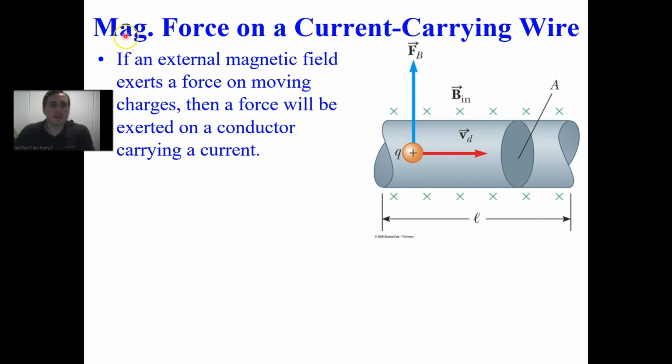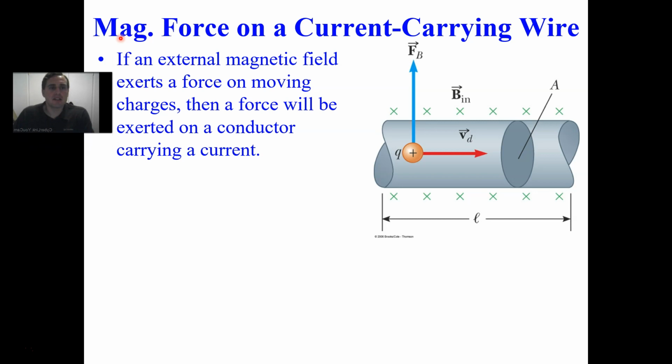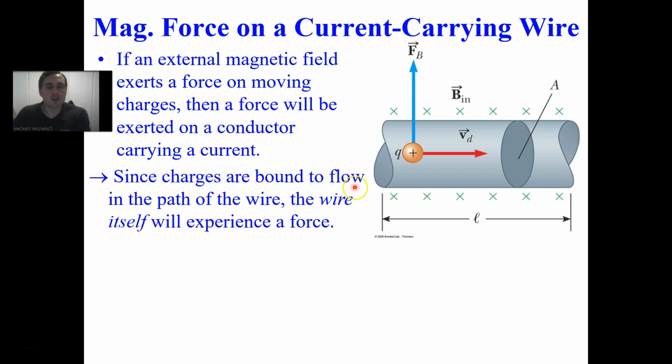So let's start off with the simplest example we could think of. That is the magnetic force on a current carrying wire. So we know that if moving charges produce a magnetic field, and we also know if a charge moving through a magnetic field experiences a magnetic force, then charge moving in a wire should experience a magnetic force as well. So if an external magnetic field exerts a force on moving charges, then the force will be exerted on a conductor carrying current. Since charges are bound to flow in the path of the wire, the wire itself will experience a force.